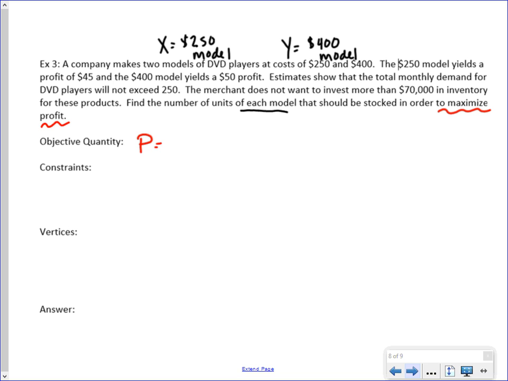And then go back into your problem. What are all the numbers that have to do with profit? $45 and $50. So for every $250 model, I'm going to make $45, so 45x. For every $400 model I sell, I'm going to make $50, so that would be 50y. At this moment, I don't know what my profit is going to be. It just depends on how many DVD players I sell.